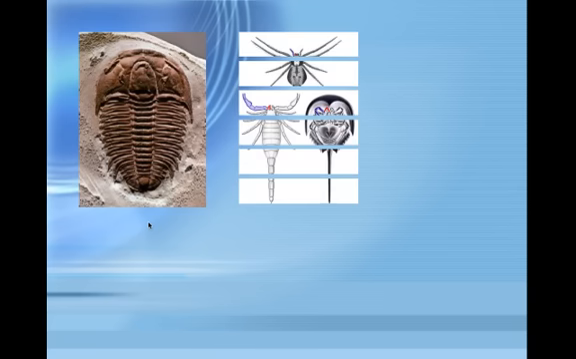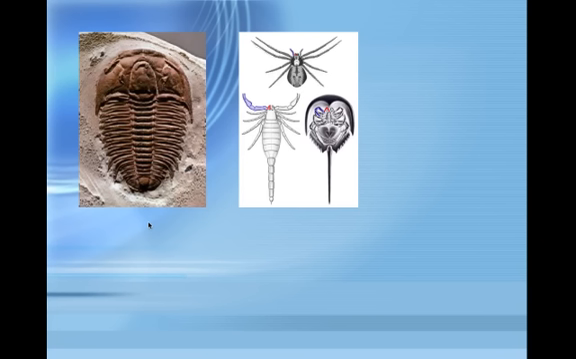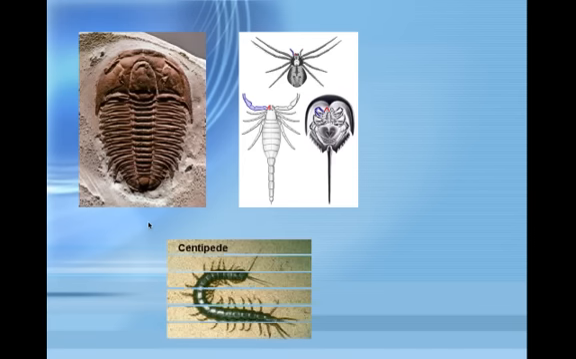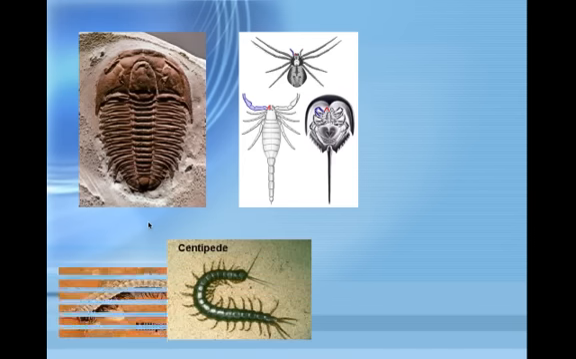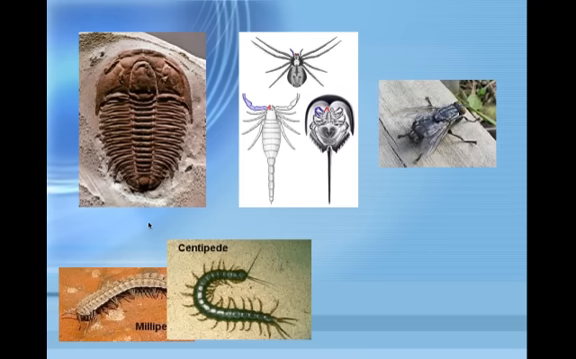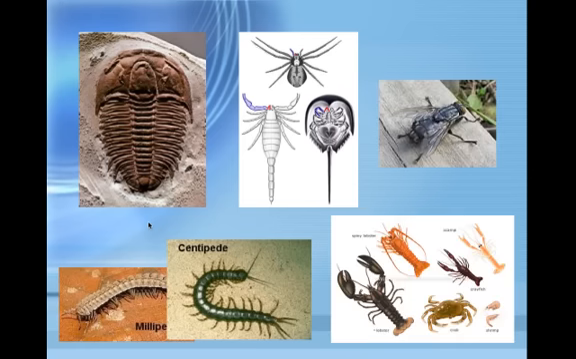Arthropods evolved and diverged into 4 living branches. Trilobites are extinct, but the 4 living branches are chelicerates, which include horseshoe crabs, scorpions, ticks, spiders, and extinct eurypterids. Chelicerates have claw-like feeding appendages called chelicerae. Myriapods, which include centipedes and millipedes. Hexapods, which include insects. And crustaceans, which include crabs, lobsters, shrimp, and barnacles.